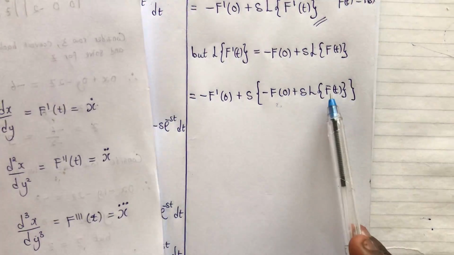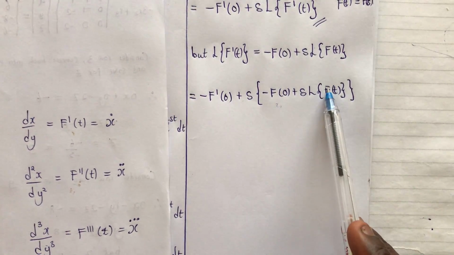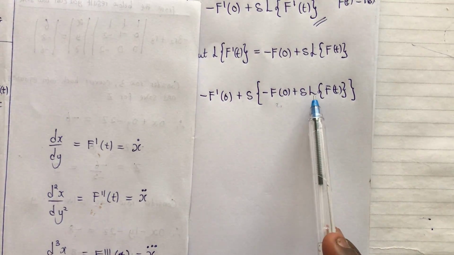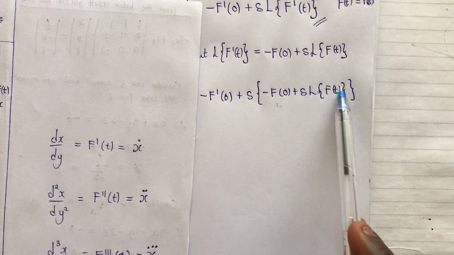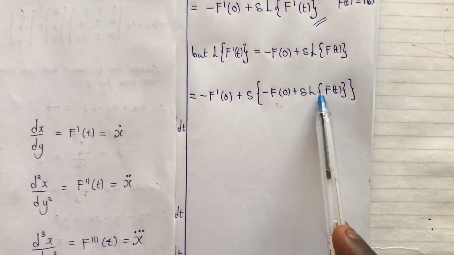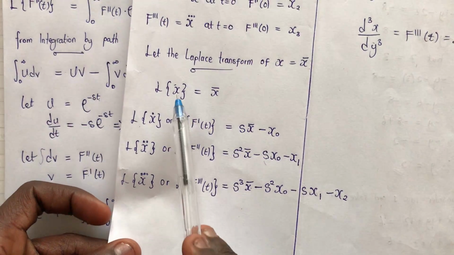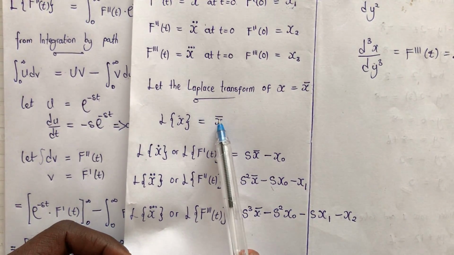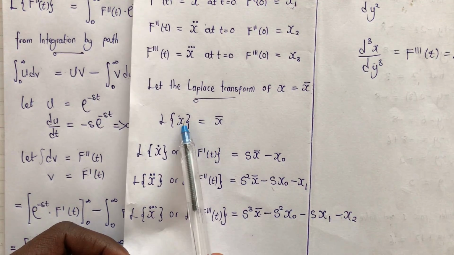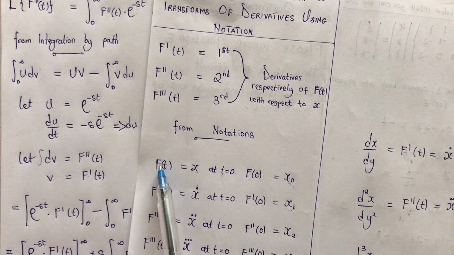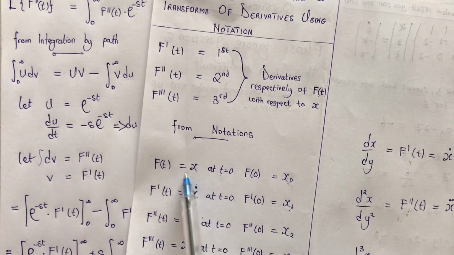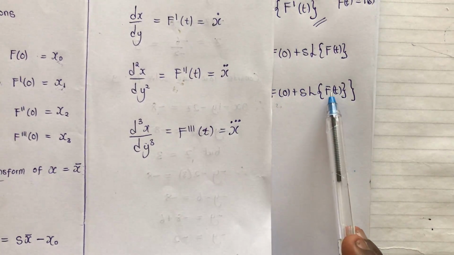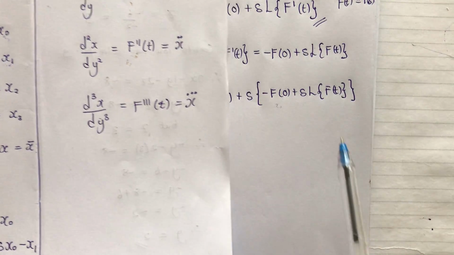Okay. Now what do we have here? F of t. What is the Laplace transform of f of t? Because this is telling us take the Laplace transform of f of t. What is the Laplace transform of f of t? Watch here. The Laplace transform of the variable x is the same as x bar. Laplace transform of x is the same as Laplace transform of f of t, because we said let x be equal to what? F of t. So this side, all we need to do is to represent this by x bar.